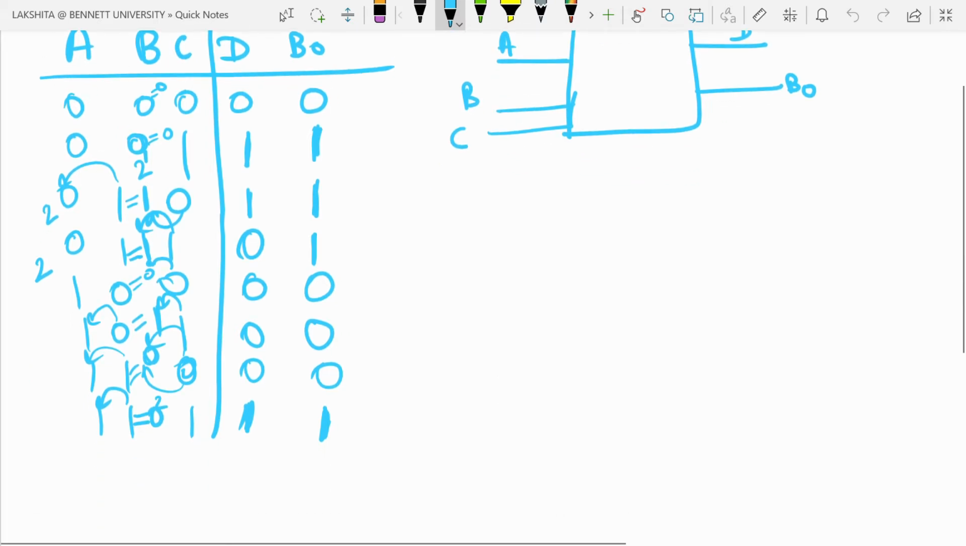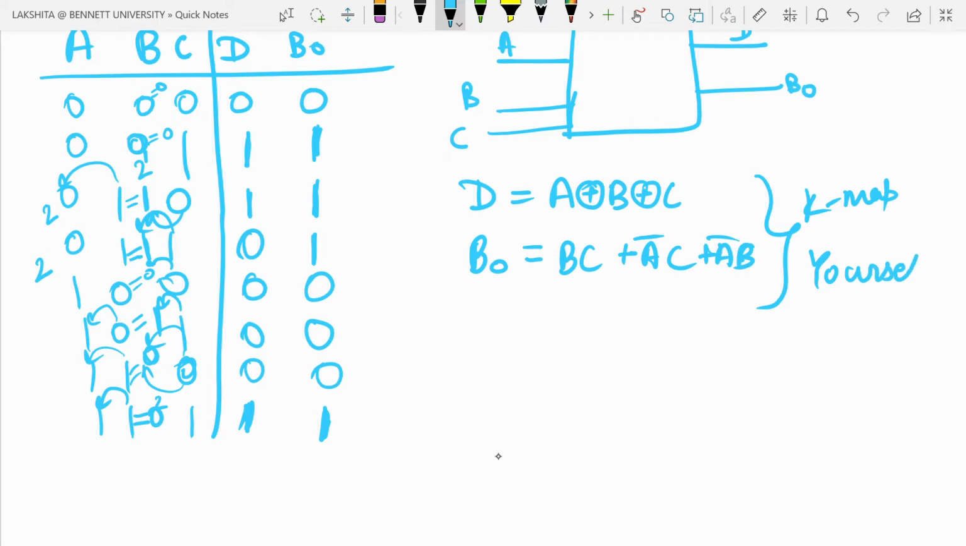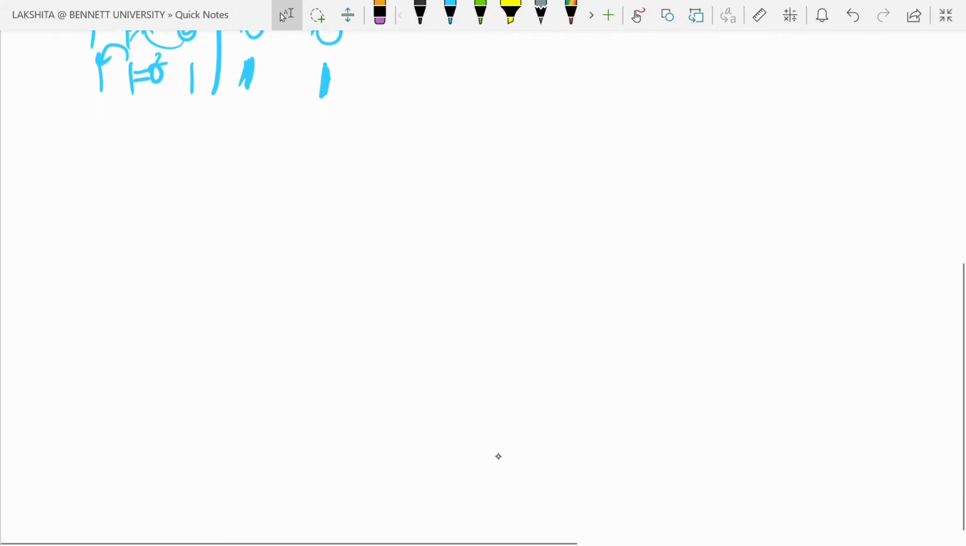So the value of D will come as A XOR B XOR C, and the value of B output will become BC plus A bar C plus A bar B. This you can calculate by using K-map yourself. Now after finding the values, you need to find a logical diagram for the 3 inputs and 2 outputs.